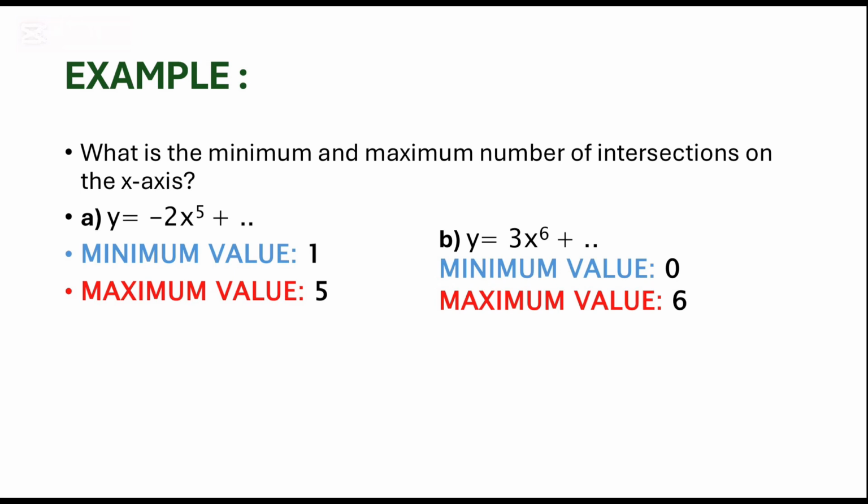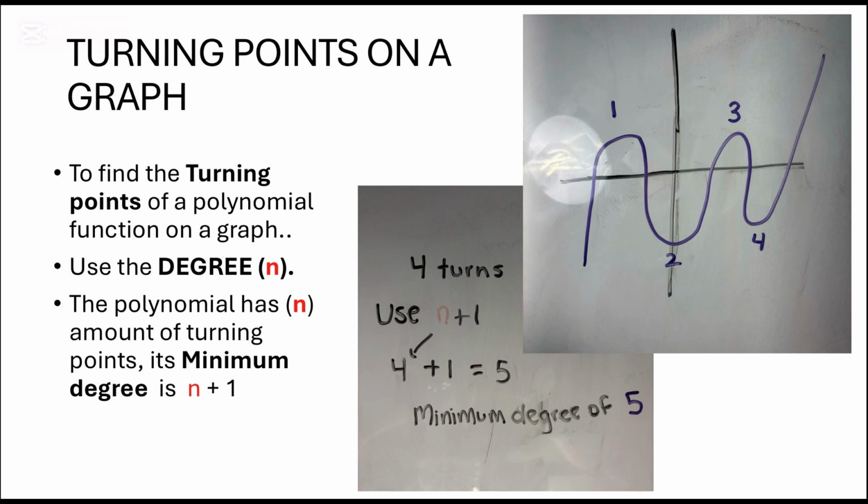Looking over at number B, y equals 3x^6. 6 is the degree. 6 is also an even number. That means that the minimum value would be 0, and the maximum value would be 6. So let's look at some graphs.